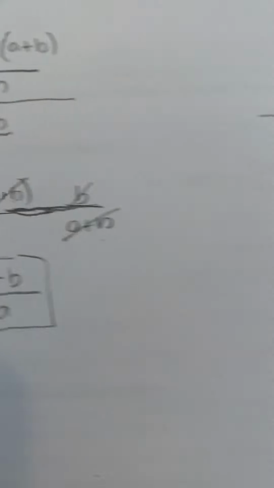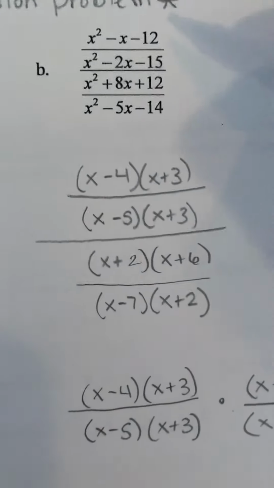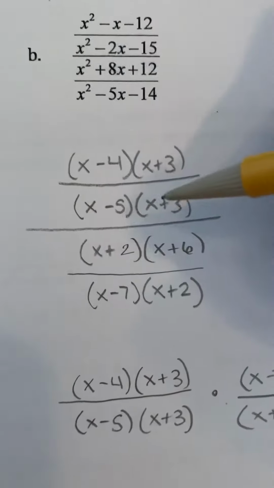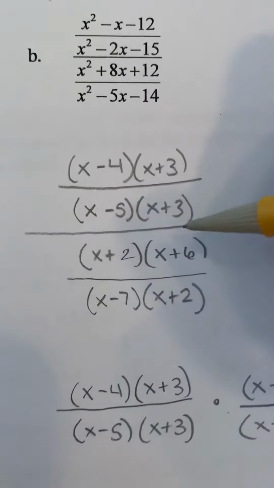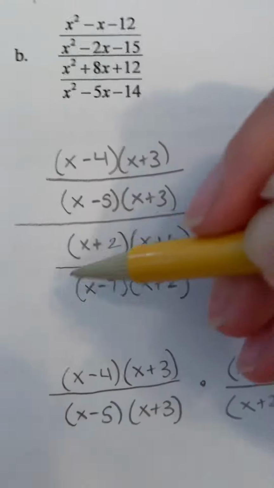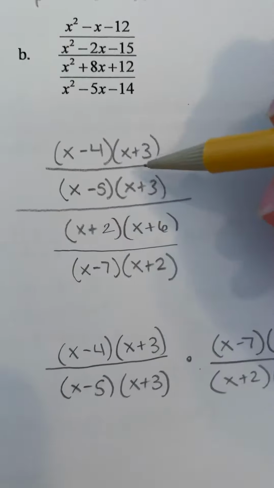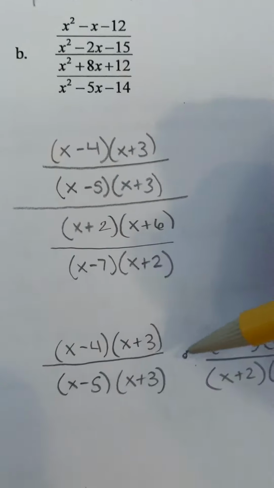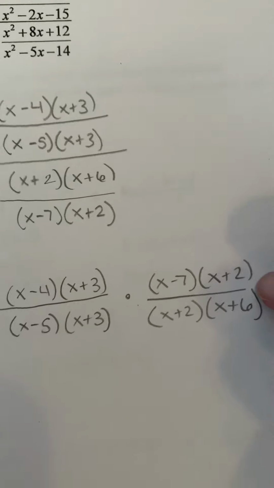Okay, let's look at our other example, which I started already because there's a bunch of factoring. So again, I'm going to factor everything. Once I have factored everything, we are dividing, so I need to multiply by the reciprocal of this second fraction. So notice the first fraction stays exactly the same, and now we're multiplying by the reciprocal of the second fraction.